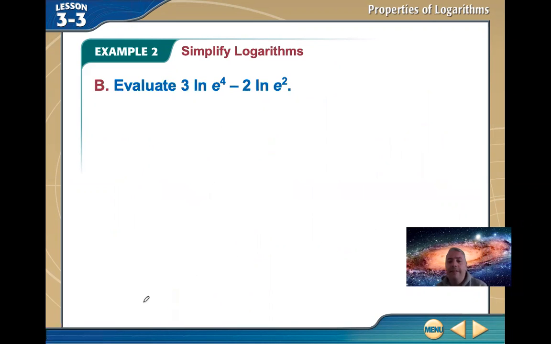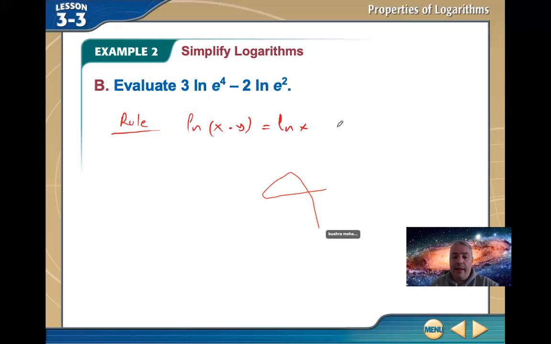Now, let's try to do this. Now, dear students, here the structure is a little bit different. But the rule is the rule. We have the rule. What was the rule? The rule was this: ln of x times y is equal to ln x plus ln y.